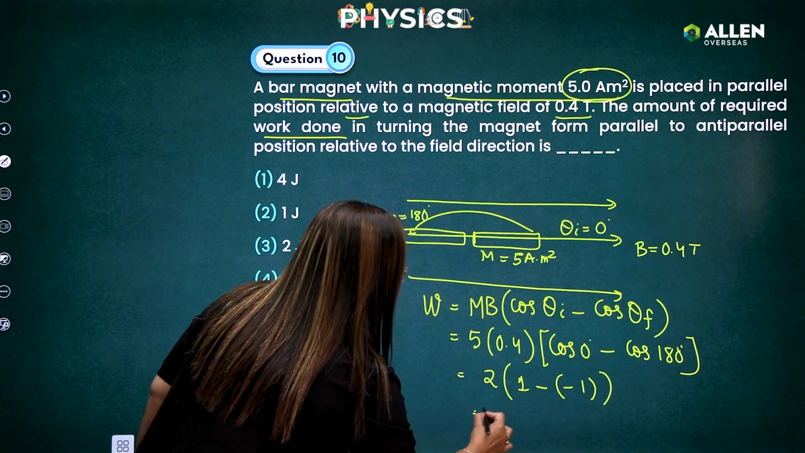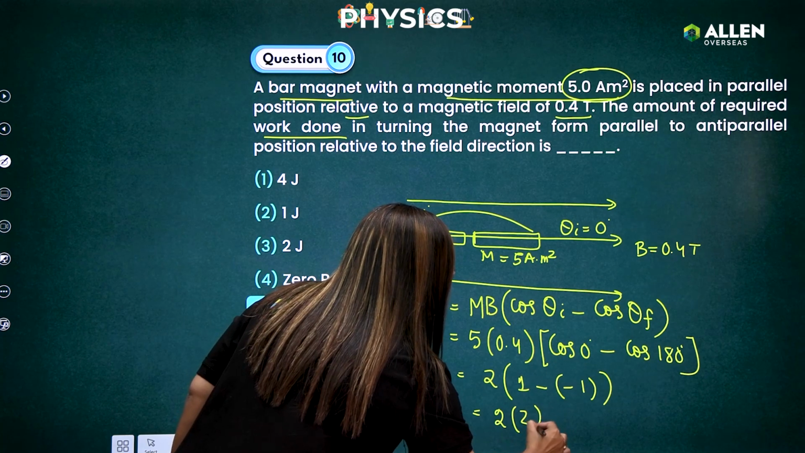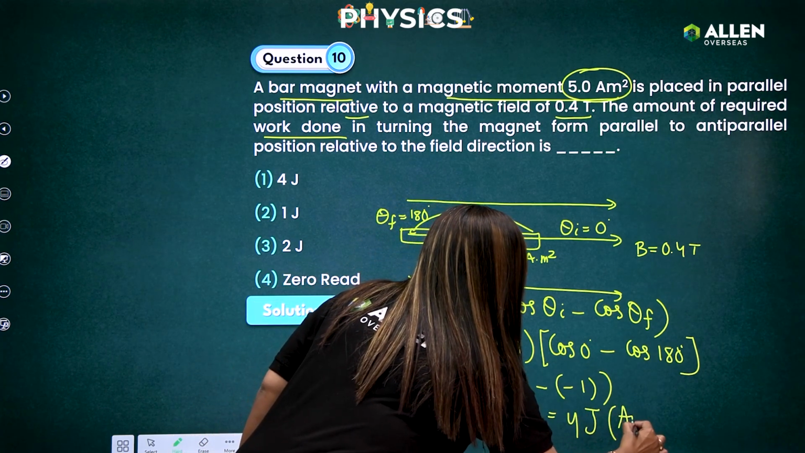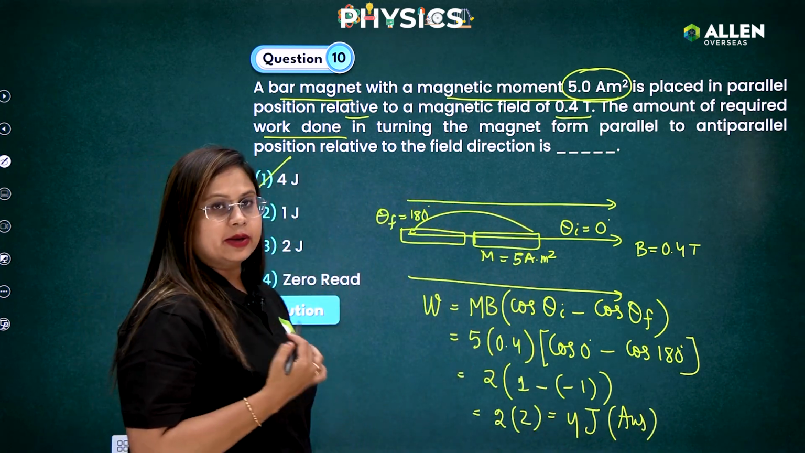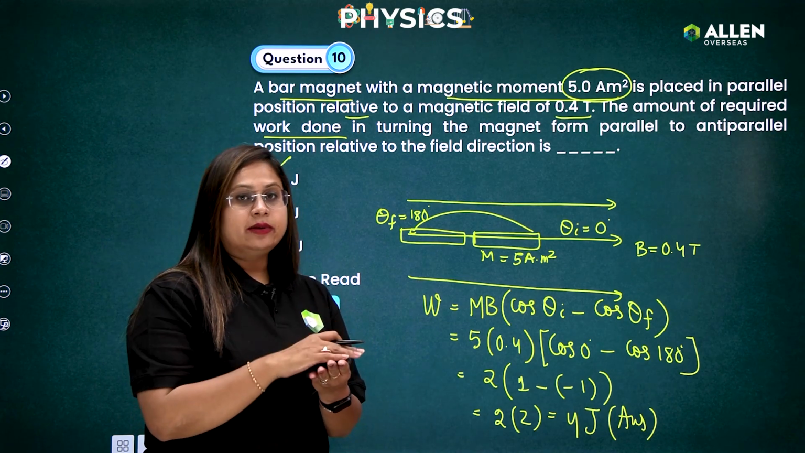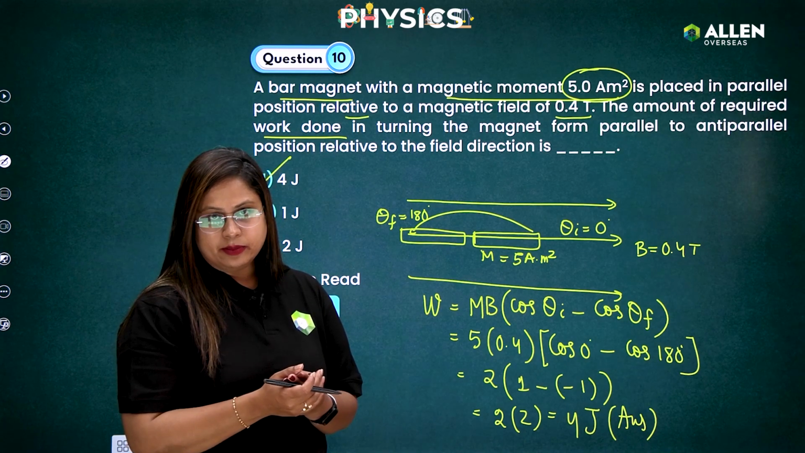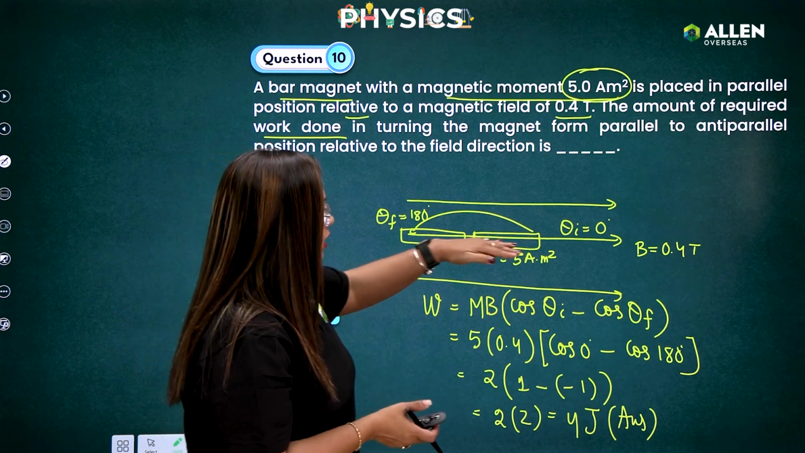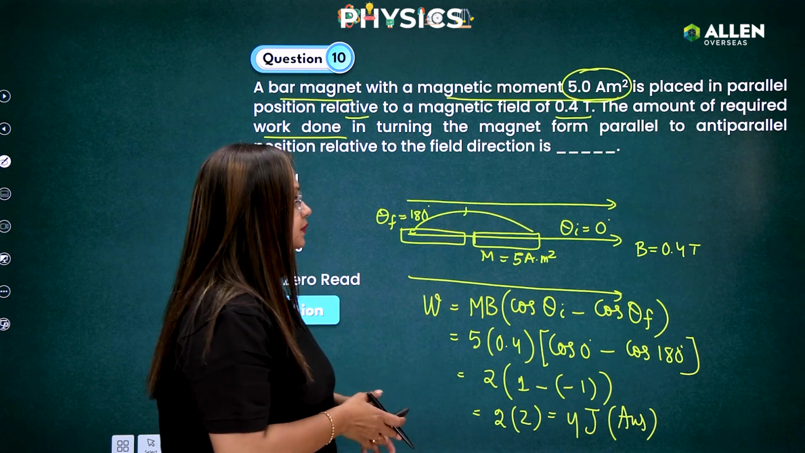So very carefully we have to write it down. 2 into 2, that is equal to 4 joule. 4 joule is the answer to this question, and this can also be remembered as a standard result. If you want to completely tilt it in the anti-parallel direction, you can directly use the result as 2 times MB. And this question could be asked to you in several manners, like turning it through 90 degrees and so on, or any other angles.